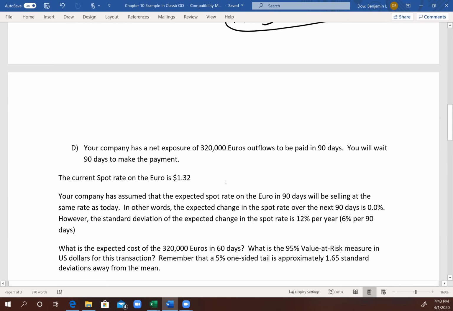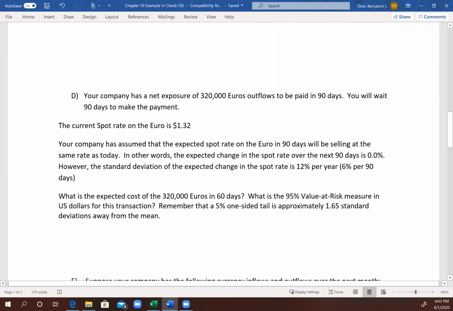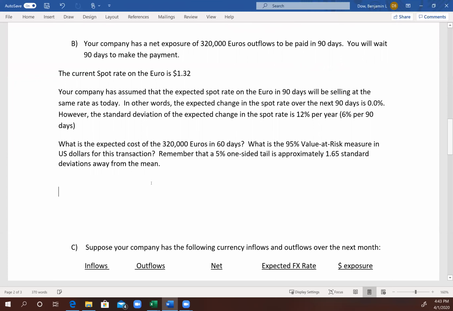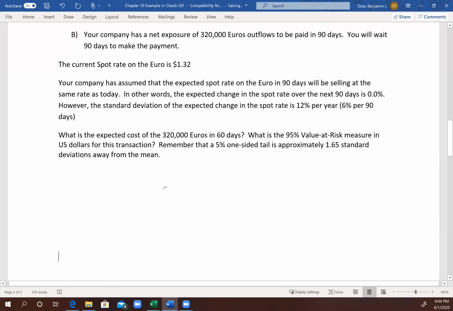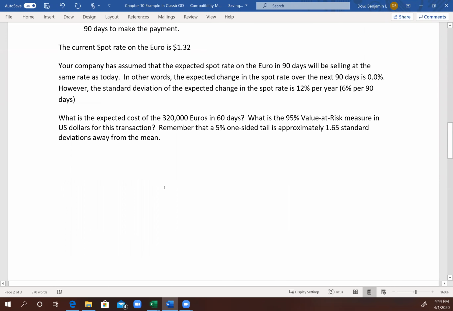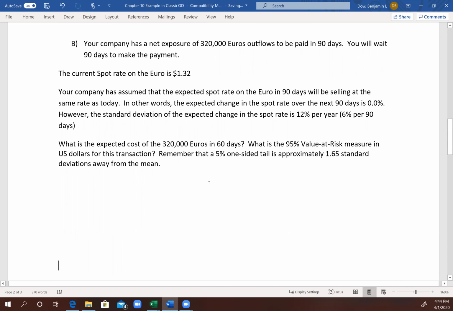All right. Look at this next one. This was B. Somehow I got changed to E. There it goes. Let's look at this next one. Now, instead of net inflows, now we have net outflows, which means we'll have to pay.